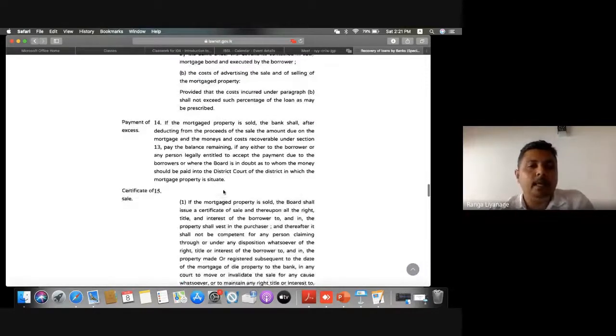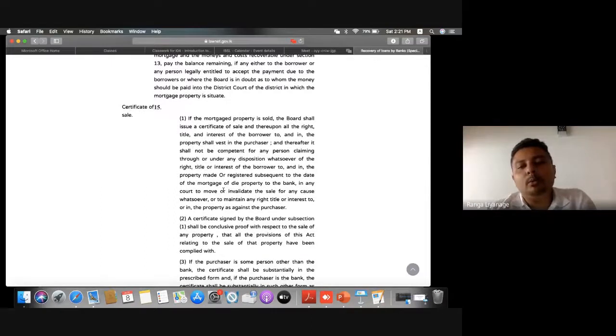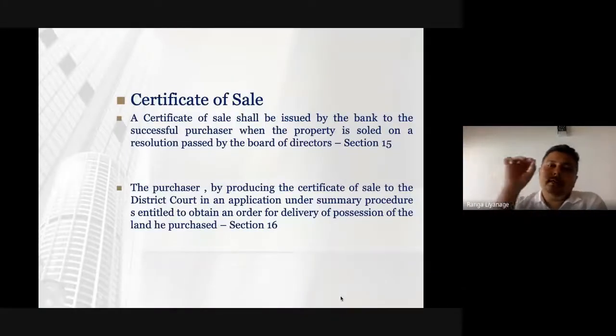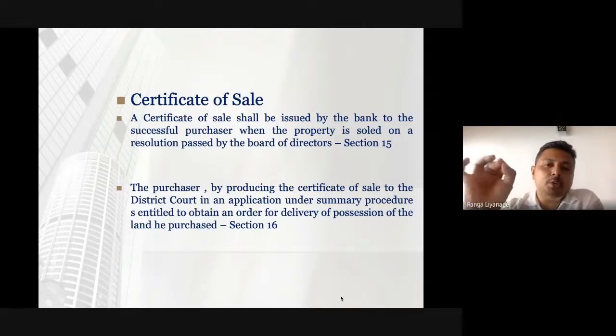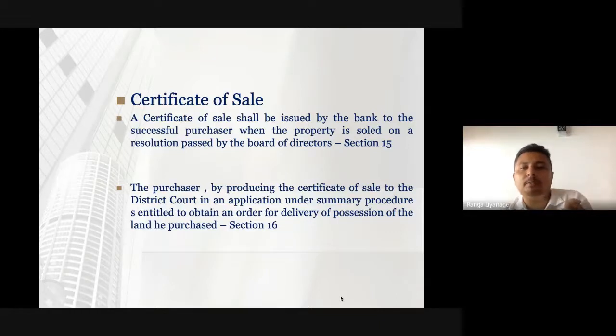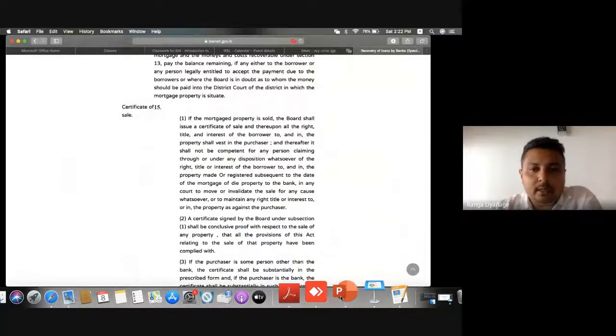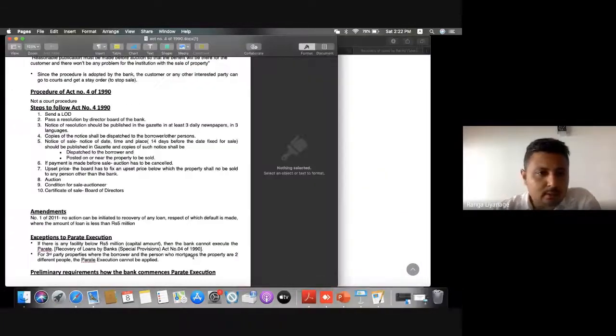Keep that in mind. After that, you come to section 15, where a certificate of sale shall be issued by the bank to the successful purchaser when the property is sold on the resolution passed by the board of directors at the public auction. Certificate of sale, right? Now, on the fall of the hammer, he should pay 10%, and there are percentages. We will go through that. I think I covered that already.